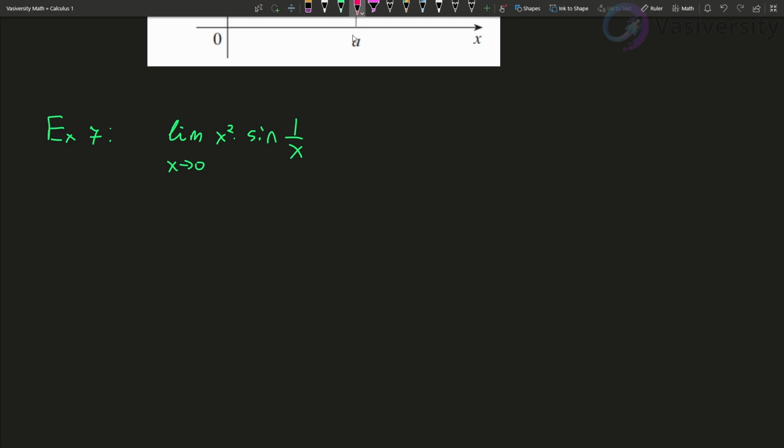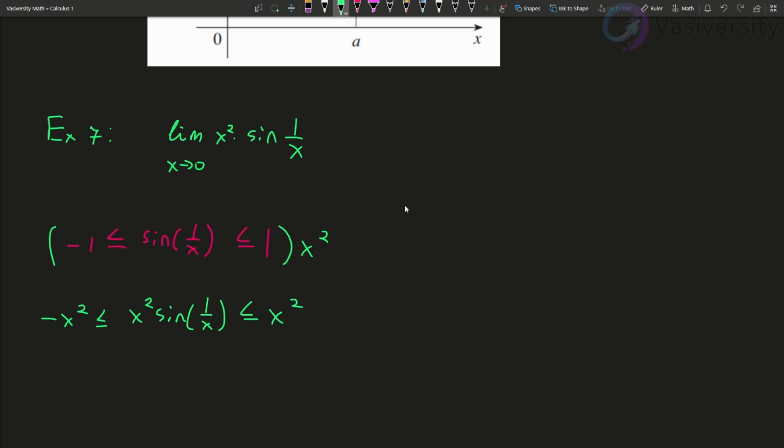Okay, but what do we need to notice? What is the range of sine of 1 over x? The range is, like a regular sine, going to be from -1 to 1. If we multiply both sides by x squared, we're going to have negative x squared less than or equal to x squared sine of 1 over x less than or equal to x squared.